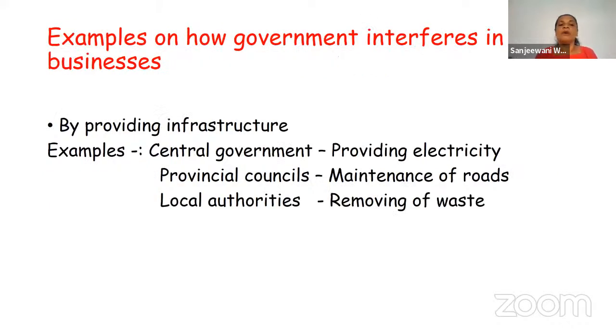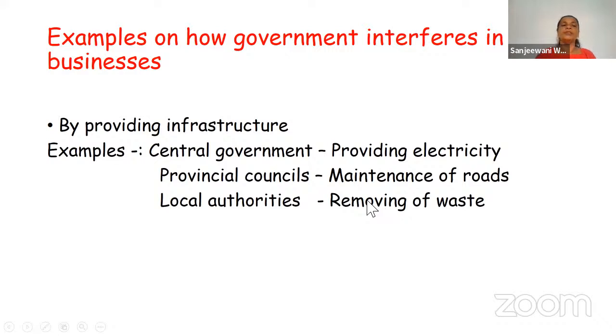So now we'll see. First thing, by providing infrastructure. How do they provide infrastructure? So you can discuss under those 3 headings. Central government, how do they provide infrastructure facilities? Providing electricity. Provincial councils, how do they provide infrastructure facilities? They maintain roads. That's done by provincial councils. So that is infrastructure facilities. Right? So that is how the government helps you all. And local authorities, how can they help? They remove waste, right? Garbage. So that we have discussed by providing infrastructure. That is one example. So this example you need to divide into 3 and discuss.